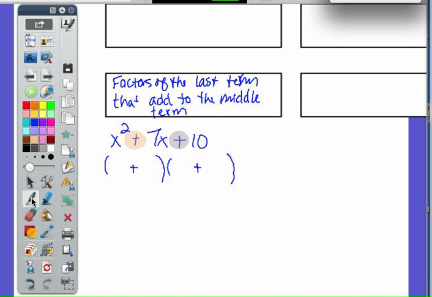So I can put plus and plus. So just like in foiling, we know that these first terms have to multiply to be x squared. So the only things times each other that is x squared is x and x. So we're going to put those in. My last two depend upon this last term right here. So in my head, because we're going to ask this question, what are factors of 10 that add up to 7? So before we say the answer, which is true, I'm going to think about what are factors of 10. 1 and 10, and 2 and 5. Those are my choices. 1 and 10, 2 and 5.